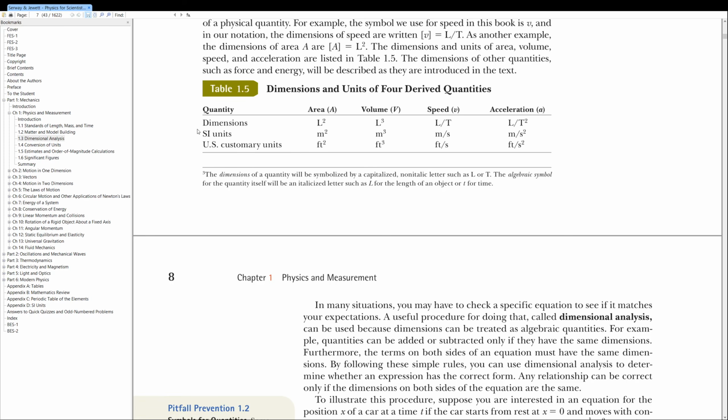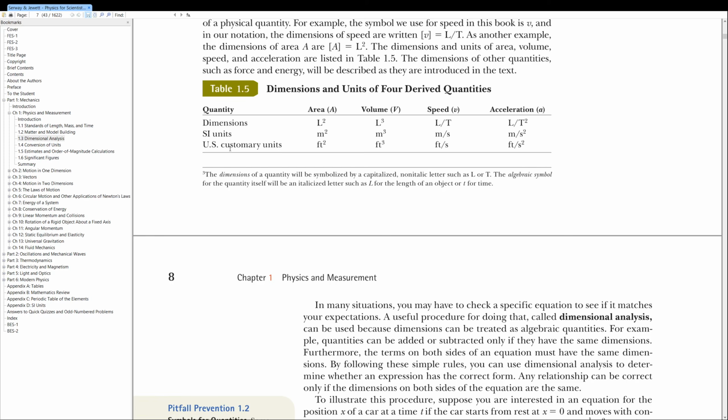So for instance, in the standard units, we might see meters squared for area, meters cubed, meters per second, or meters per second squared. But in the US, nobody knows what a meter is, but we know what a foot is, right? So for area, you might hear square feet, cubic feet, feet per second, or feet per second squared. But also, depending on the problem and the scale of things, we might be talking about centimeters per second.